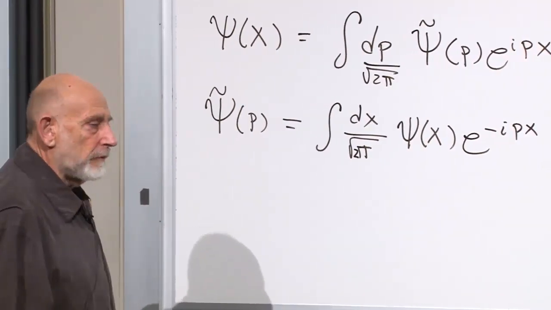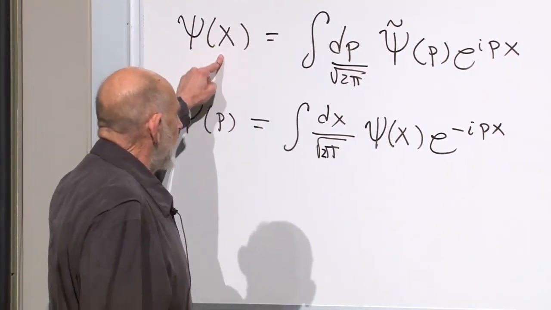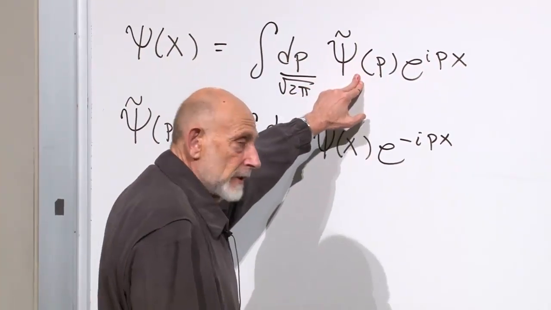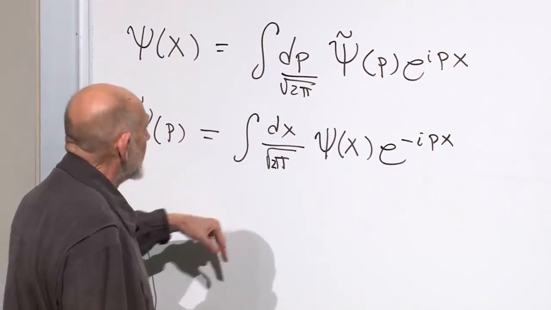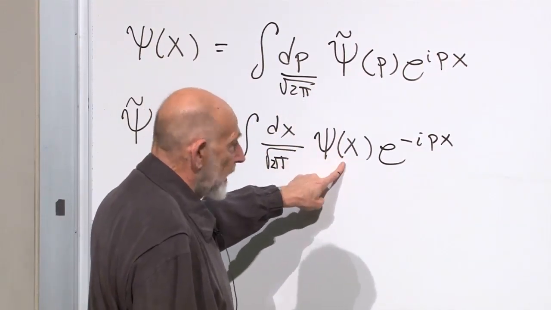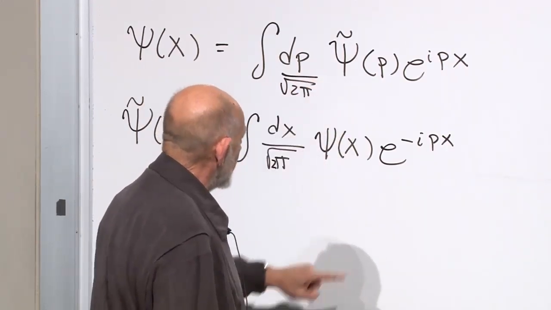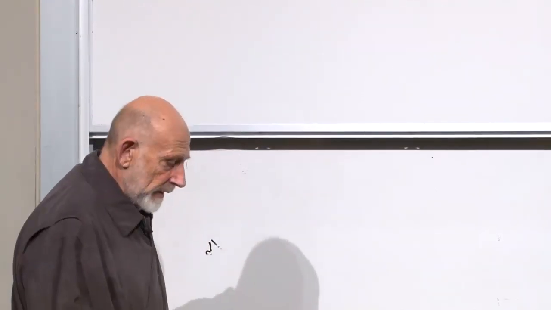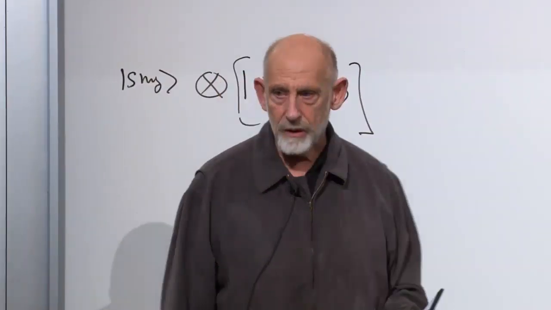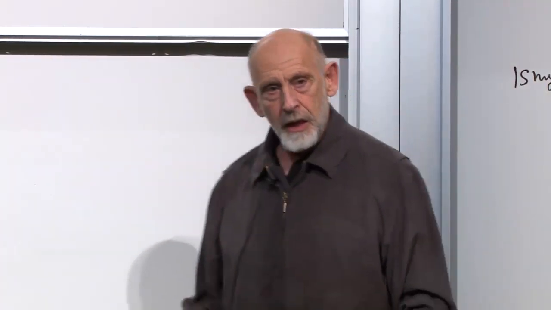That's the basic theorem of Fourier analysis, that if psi of x is the Fourier transform of psi twiddle of p, defined in this way, then psi twiddle of p is a Fourier transform of psi of x, very much the same pattern, except that you put an e to the minus ipx there. We will need that theorem. If you don't know that theorem, it's a very important theorem in quantum mechanics. And it expresses a kind of reciprocal relationship between x and p, which, of course, ultimately are going to be position and momentum.